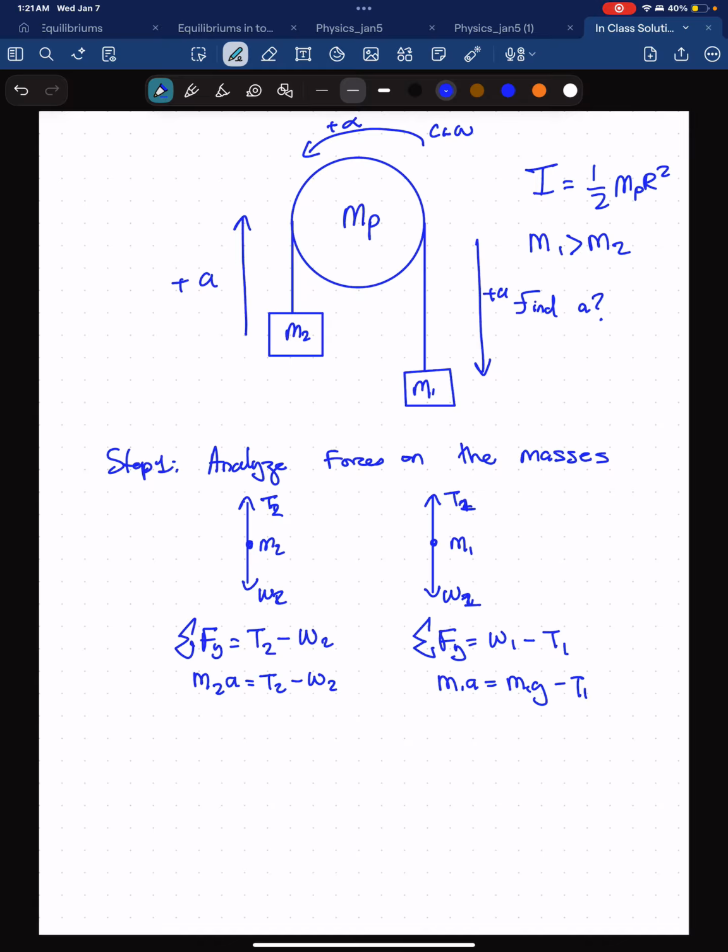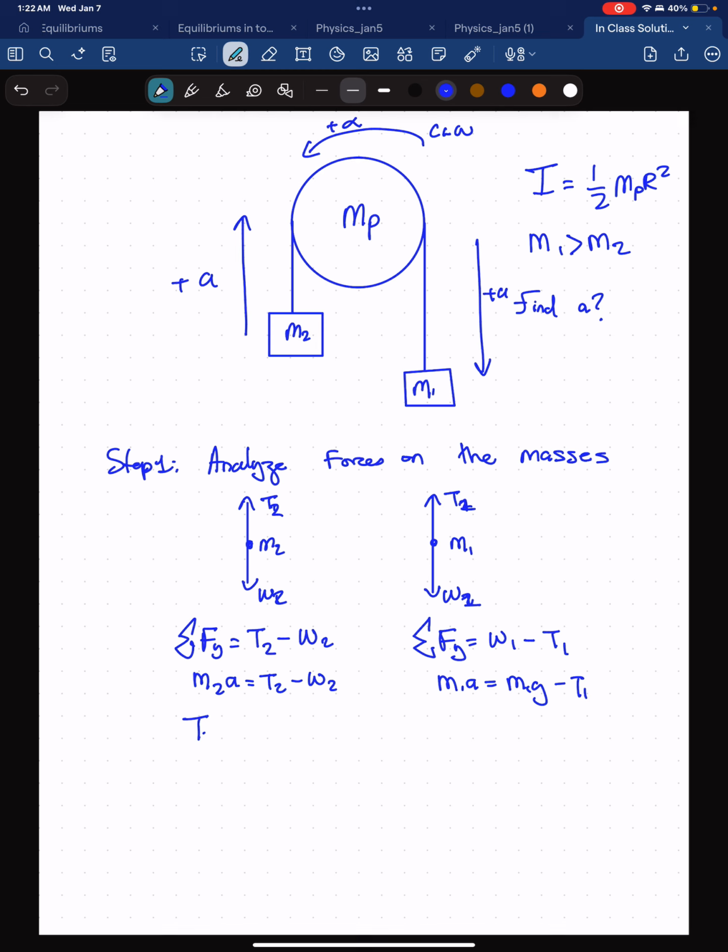So tension is what causes the pulley to rotate. And clearly I won't have any information about that yet. But before I get there, I need to know the magnitude of my tensions, right?